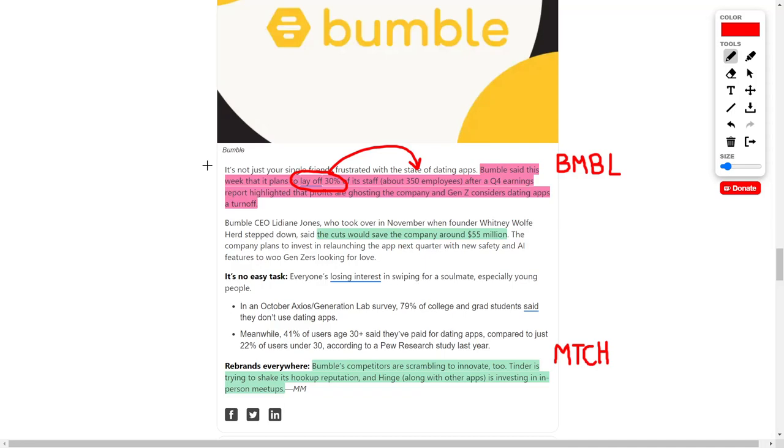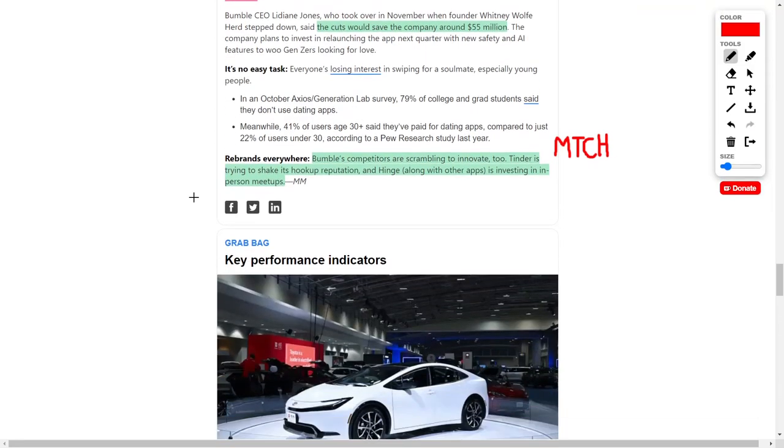However, they believe that this is because Generation Z considers dating apps to be a turnoff. Now, the good news is that the CEO of this company is trying to cut costs wherever they can, and apparently, these cuts would save the company around $55 million. But with that being said, if I had to invest into a company which operates a dating platform, I would not bet on Bumble, and instead I would bet on Match, ticker symbol MTCH.